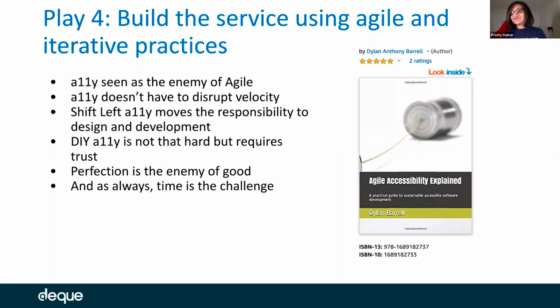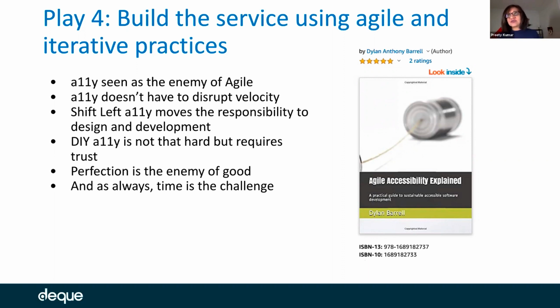It's got some really great practices in place that you can follow to make your own program self-sufficient. You can get it on Amazon, and there is an ISBN code over there that I'm sure when you get the slides, you'll be able to get. But search for Agile Accessibility Explained.